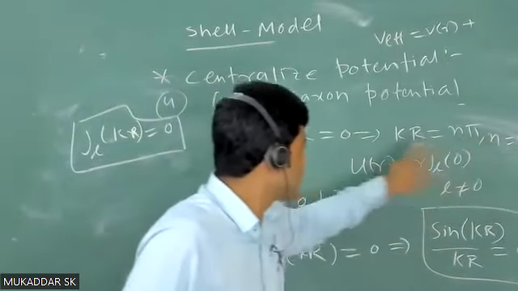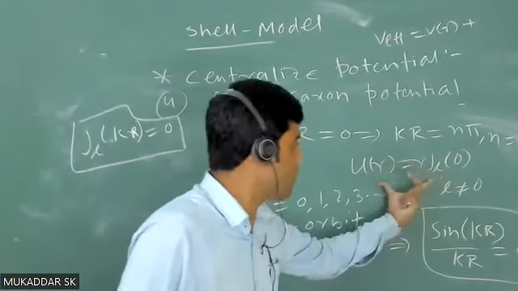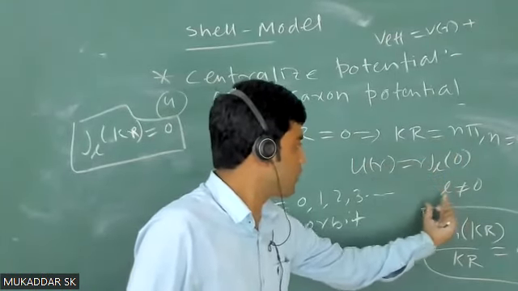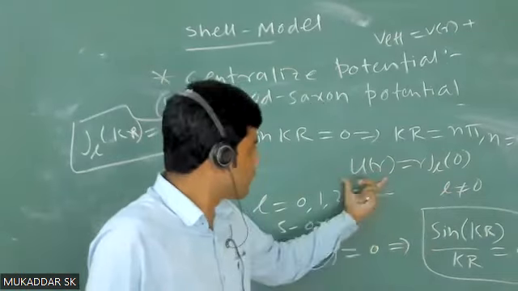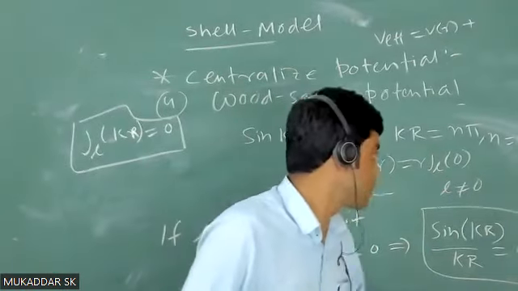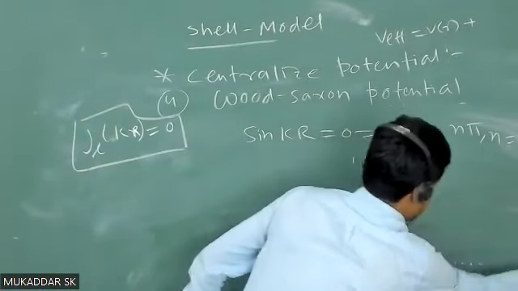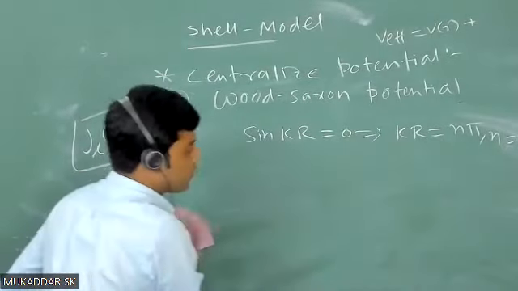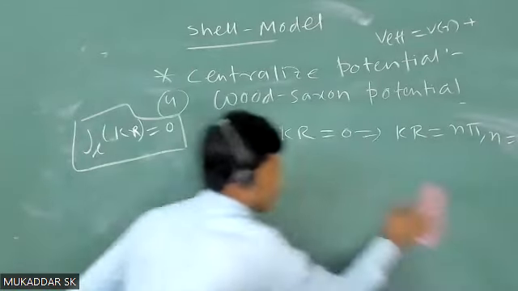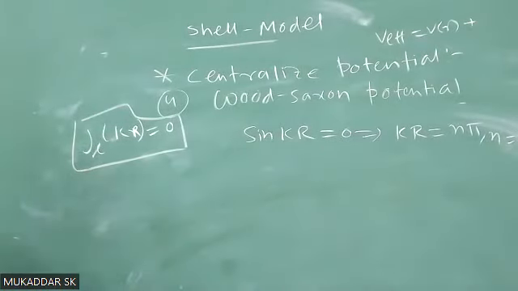If you take n equals to 0, K will be 0, then this will be the form of wave function, and this term will be 0 for L non-zero. It means your wave function will be 0. That is meaningless. You cannot take n equals to 1, sorry, n equals to 0. A similar concept, like in quantum mechanics you have learned particle in a box. You cannot take n equals to 0 there also. It's the same concept.